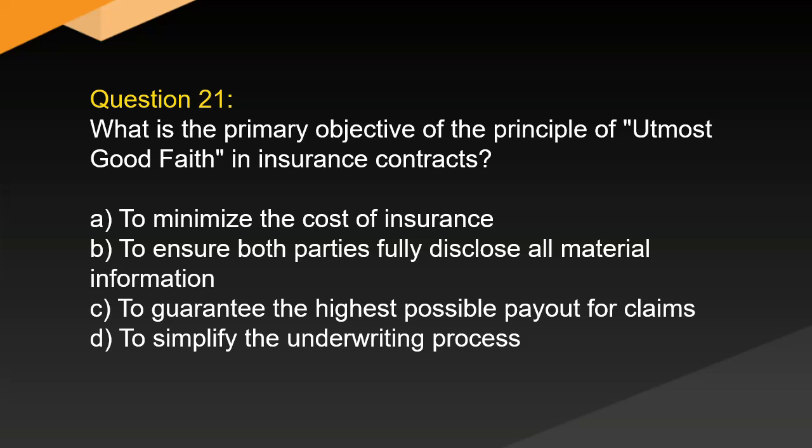Question 21. What is the primary objective of the principle of utmost good faith in insurance contracts? A. To minimize the cost of insurance. B. To ensure both parties fully disclose all material information. C. To guarantee the highest possible payout for claims. D. To simplify the underwriting process.